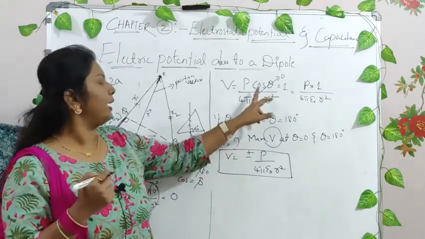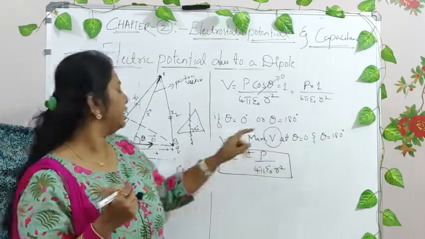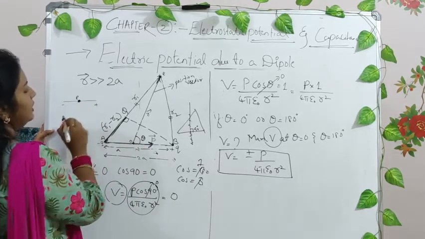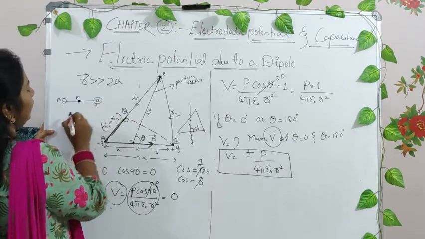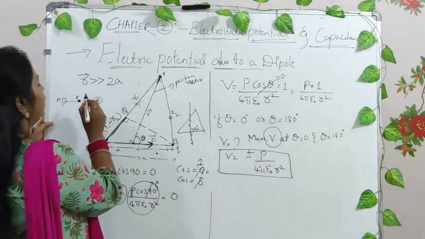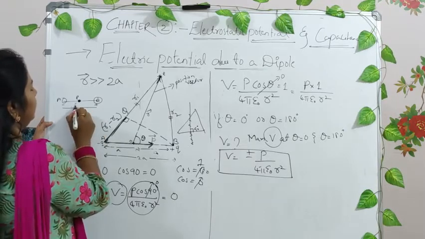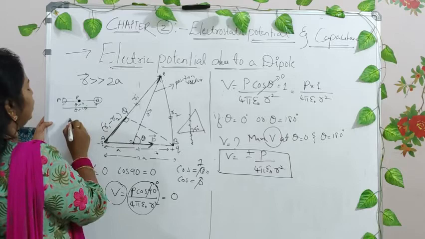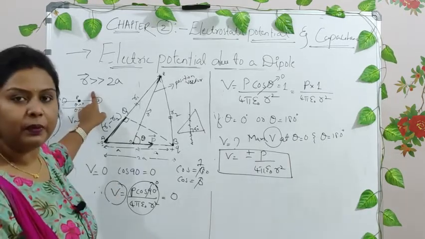So whenever the angle theta is equal to 0 or 180 degrees, when is the angle theta 0 or 180 degrees? When the point lies on this axis, the axis line A, B. If you want to find out the potential on the axis of the dipole, that is theta equal to 0 degrees or theta equal to 180 degrees, then you have the maximum amount of electric potential.